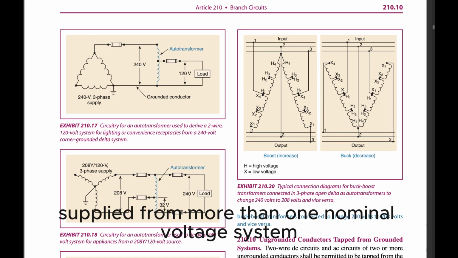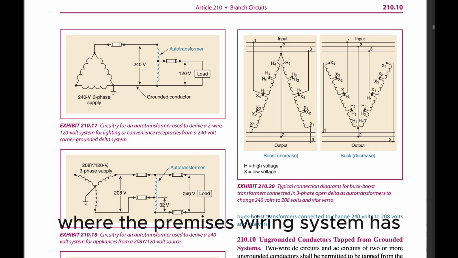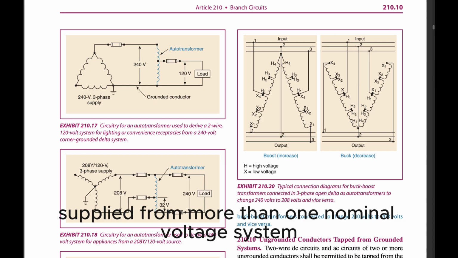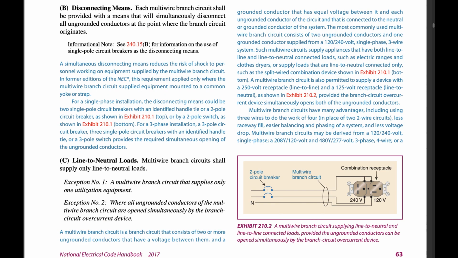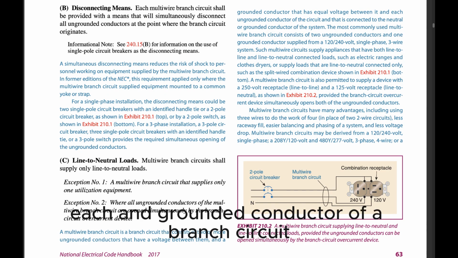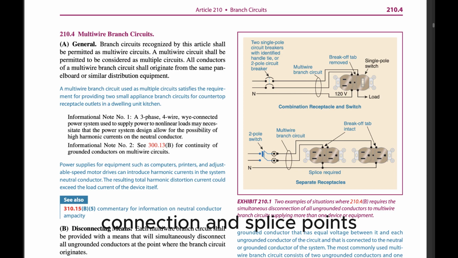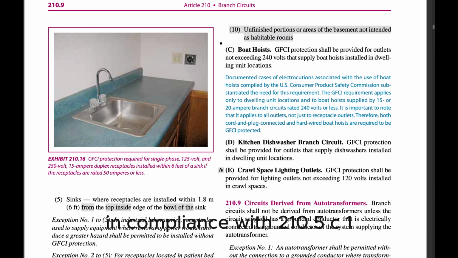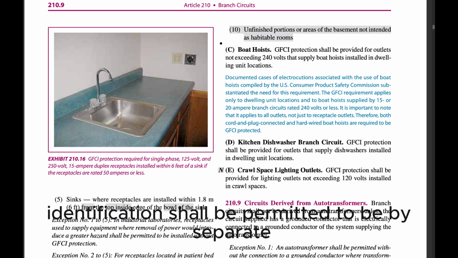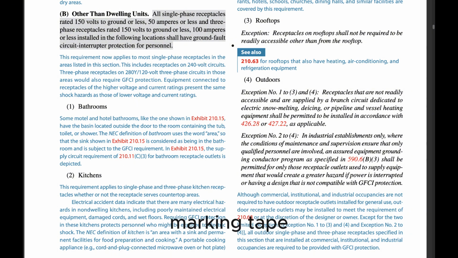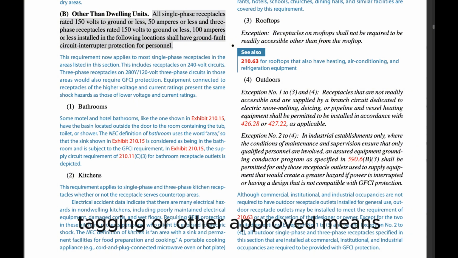(1) Branch circuits supplied from more than one nominal voltage system. Where the premises wiring system has branch circuits supplied from more than one nominal voltage system, each ungrounded conductor of a branch circuit shall be identified by phase or line and system at all termination, connection, and splice points in compliance with 210.5(C)(1)(a) and (b). (a) Means of identification. The means of identification shall be permitted to be by separate color coding, marking tape, tagging, or other approved means.